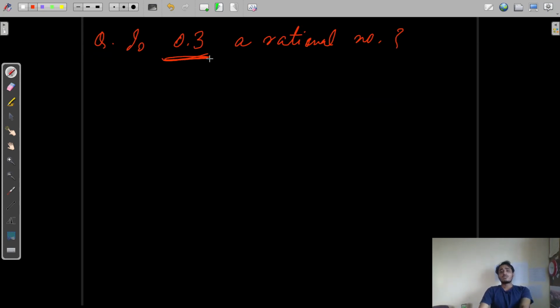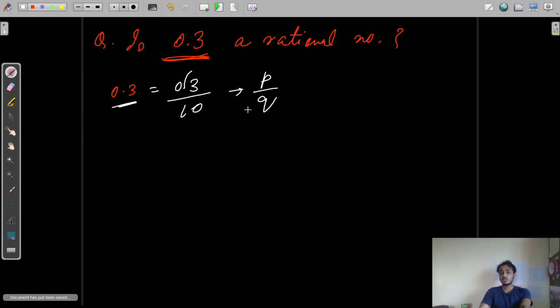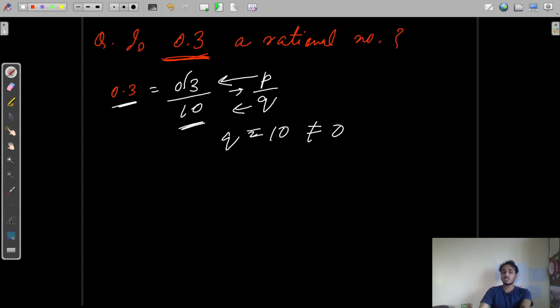Now what about 0.3? Is 0.3 a rational number? Again we will check the three conditions. We can omit this decimal and put 10 as denominator. So 0.3 can be written as 3 by 10, which is in the form of p by q. Here q is equal to 10, which is an integer, and p is 3, which is also an integer, and q is not equal to 0. So we can say that 0.3 is a rational number.